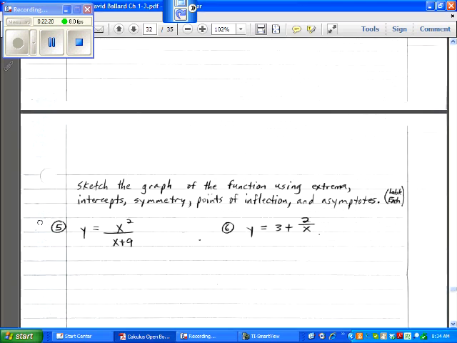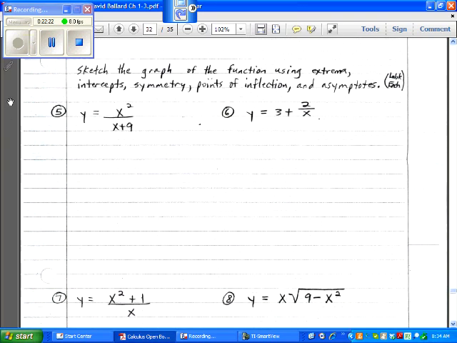All right. Number 5 says sketch the graph of the function using extrema, intercepts, symmetry, points of inflection, asymptotes. Wow, this one's going to take a good bit of time. I'm not actually going to do it. I'm going to start this on the next video.